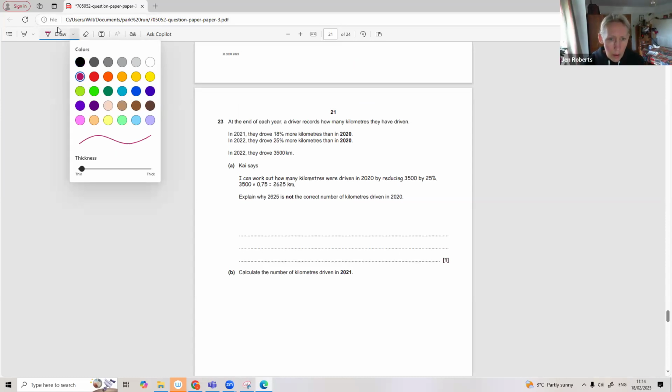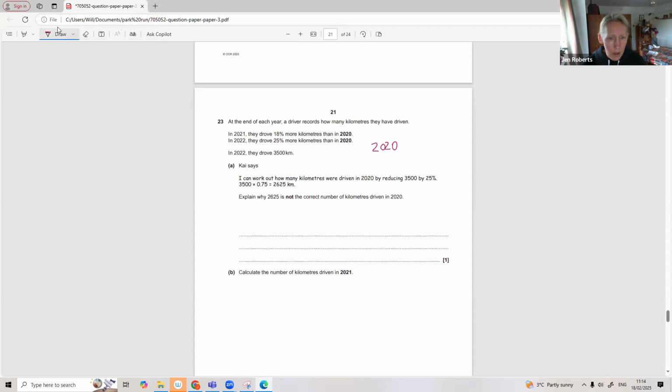So in 2021, they drove 18% more than 2020. In 2022, they drove 25% more than 2020. I'll just summarize this here. Kai says, I work out how many kilometers were driven in 2020 by reducing 35,000 by 25%.